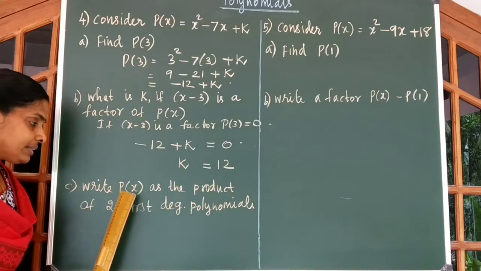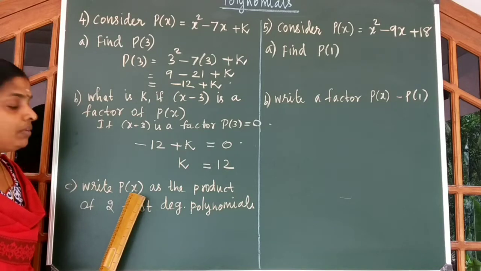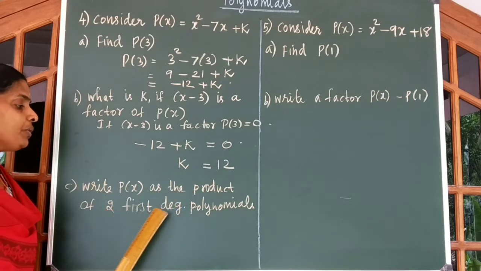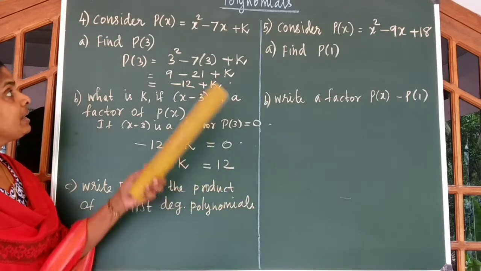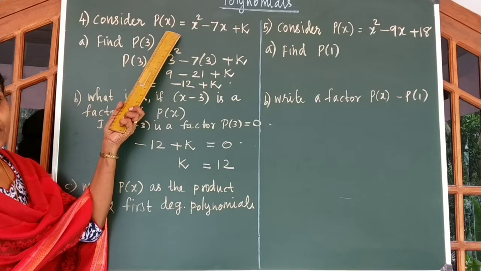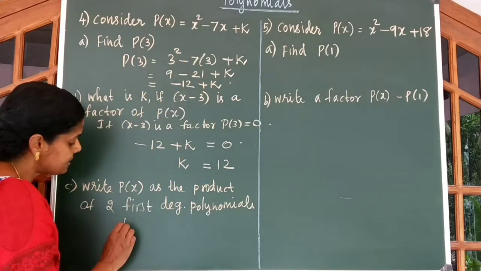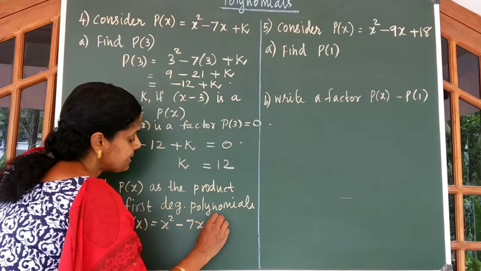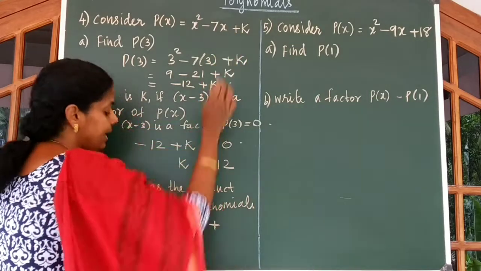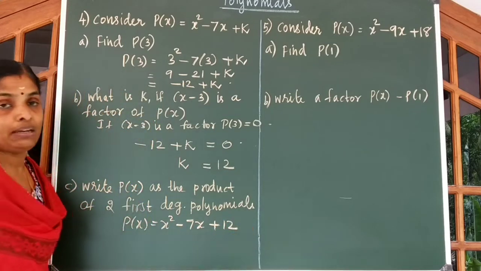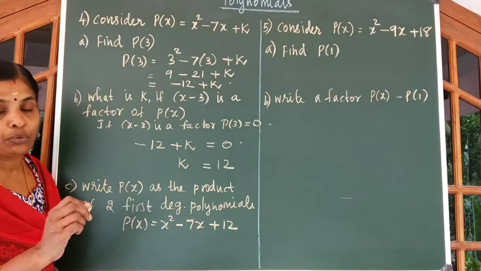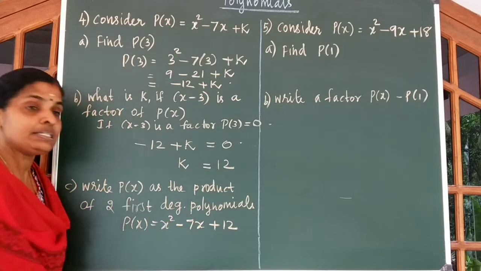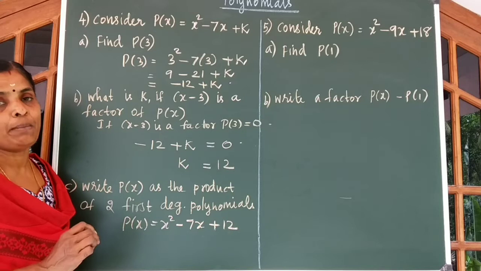Look at the third sub-question of the same. Write p of x as the product of two first degree polynomials. Come back to our p of x. We have p of x is equal to x square minus 7x plus k. K value we got as 12. Now we have to find two numbers whose product is 12 and sum is minus 7. Which are the two numbers, children?